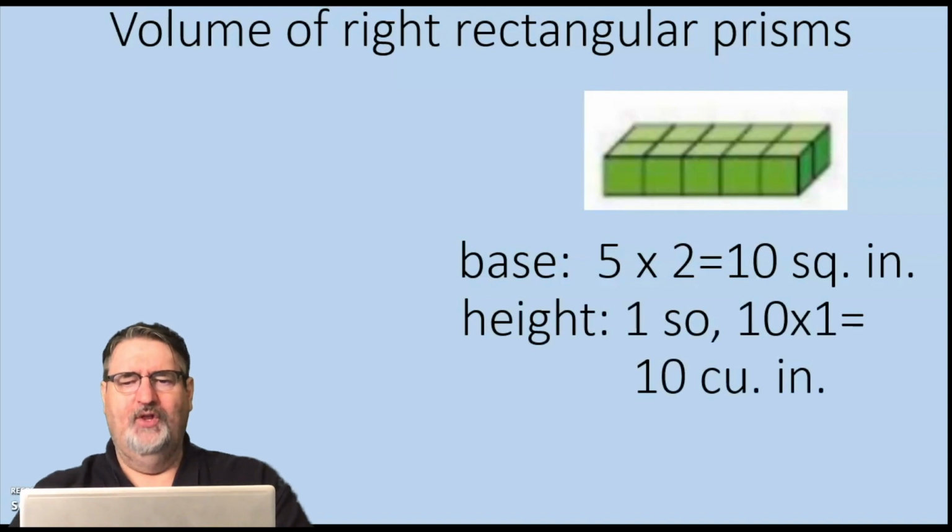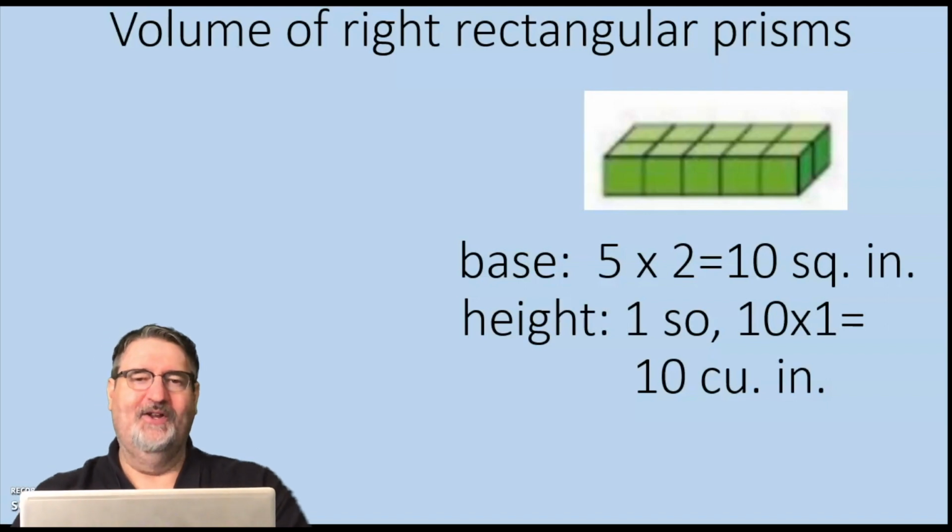If we look at it as having the height of 1, we can see it as the formula being the base 10 times the height of 1, which would give us 10 cubic inches. So we go from it being a flat square to a cube. That's how we take care of those.